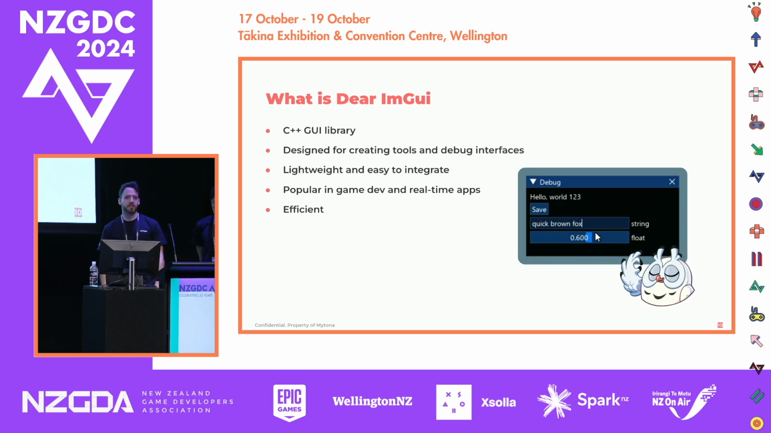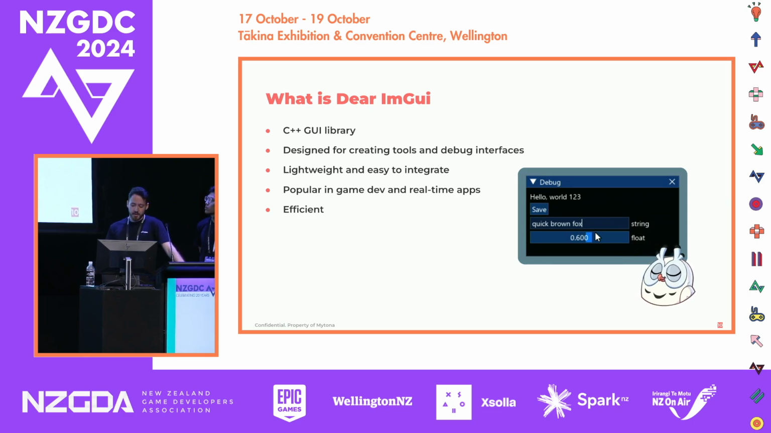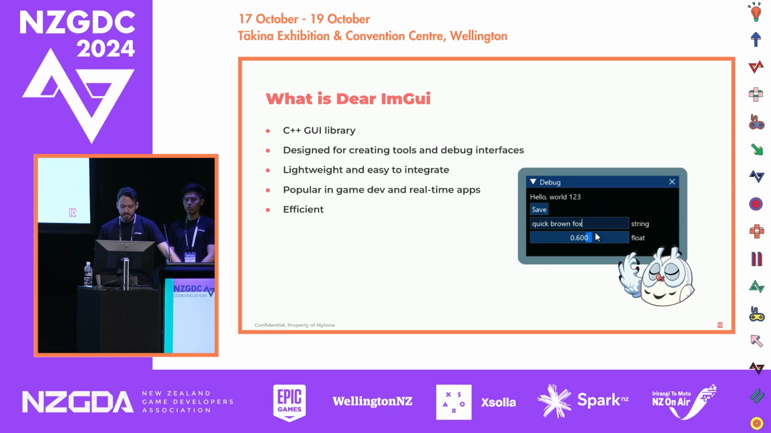So ImGui is a C++ GUI library, primarily used for creating tools and debug interfaces. It is lightweight, easy to integrate, and highly popular in game development and real-time applications. It is also efficient, as mentioned earlier. The rendering is actually quite optimized.